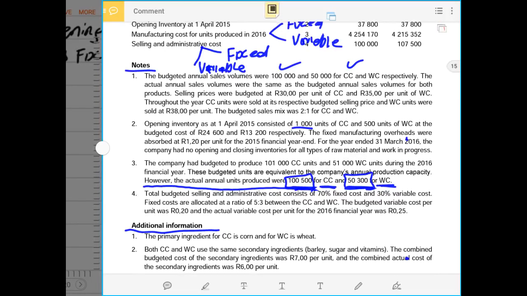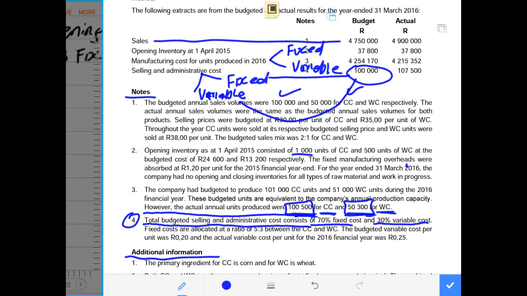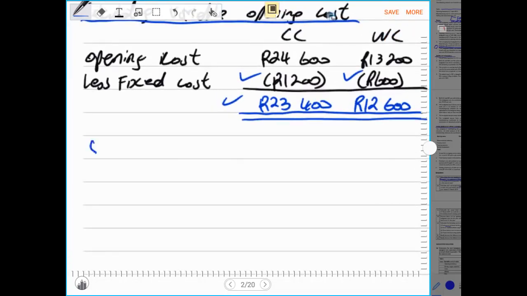Next paragraph, which is paragraph 4, says to us that the budgeted selling and administration cost is 70% fixed and 30% variable. So now, as I mentioned to you, my selling and distribution of 100,000 can be split into fixed and also can be split into variable. So now they are telling us that it is split into 70% and 30%. Selling plus administration cost.